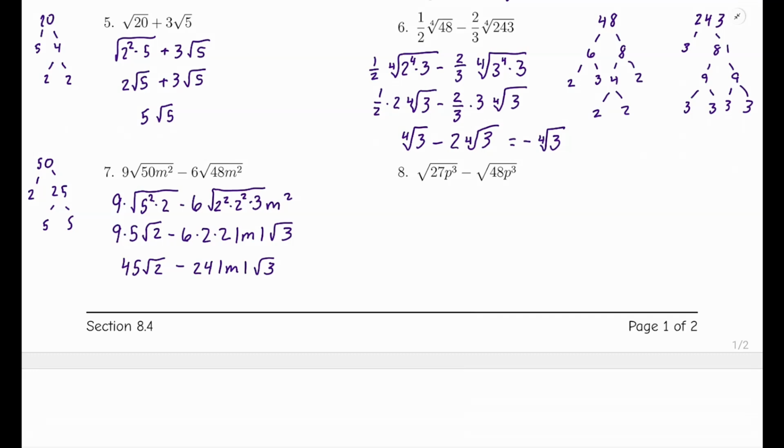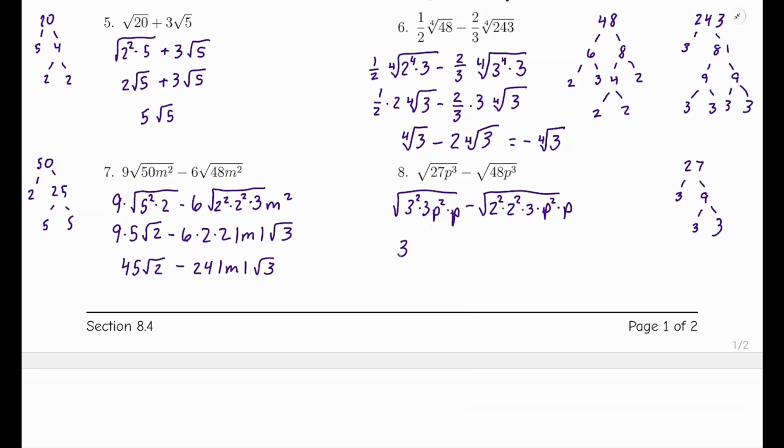Number 8: the square root of 27p cubed minus the square root of 48p cubed. So the first thing we're going to do is a factor tree for 27. And then I do not need to do a factor tree for 48 because I already did it in number 6. So this becomes the square root of 3 squared times 3, and then p squared times p, minus the square root of 2 squared times 2 squared times 3 times p squared times p.